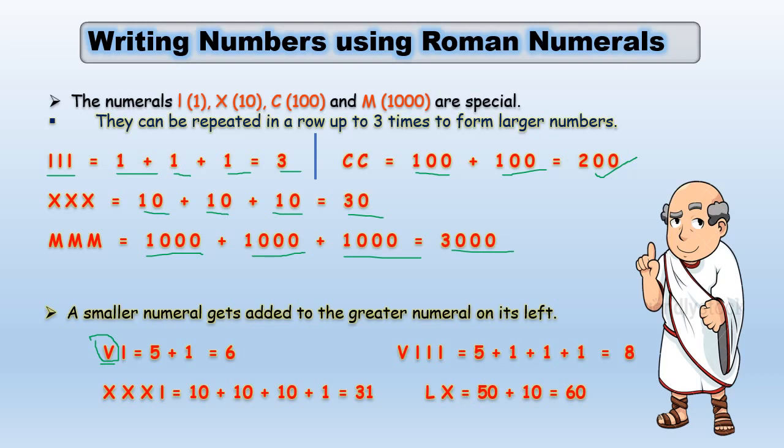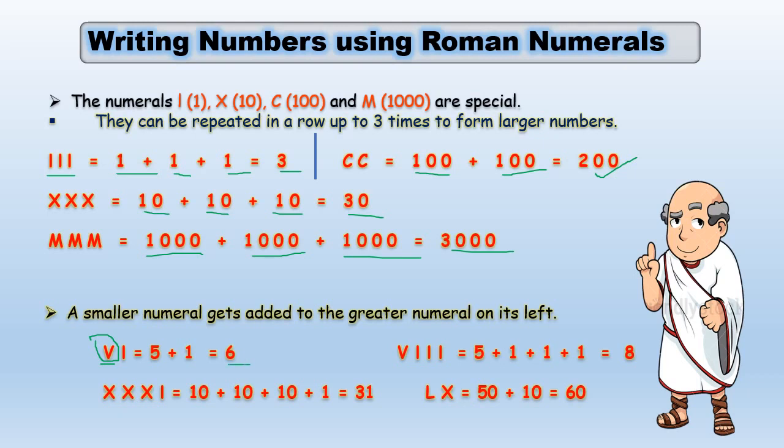Both are same thing, children. Smaller number on the right hand side of the bigger number or the bigger number on the left hand side of the smaller number. Both are same situation, only we are playing with the words. So please pay attention. Smaller number on the right hand side of bigger number, we are going to add. Bigger number on the left hand side of smaller number, we are going to add. So 5 plus 1 is 6.